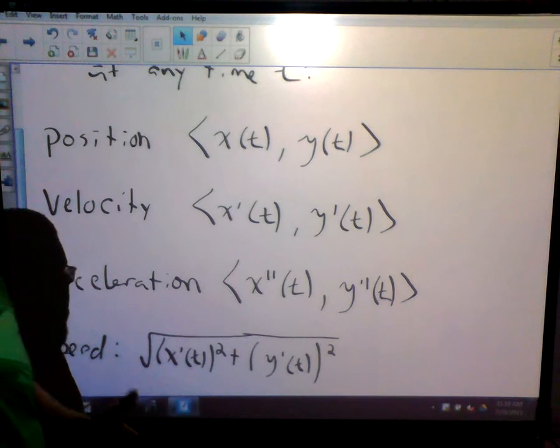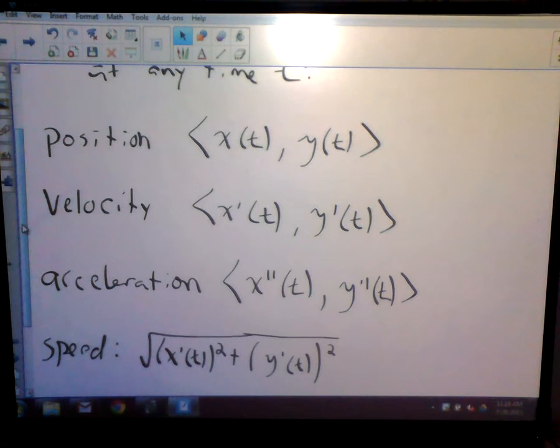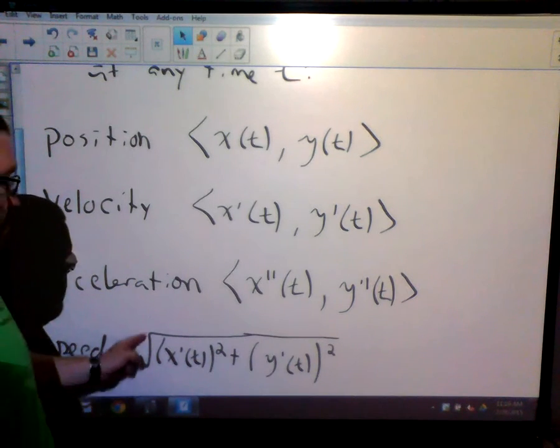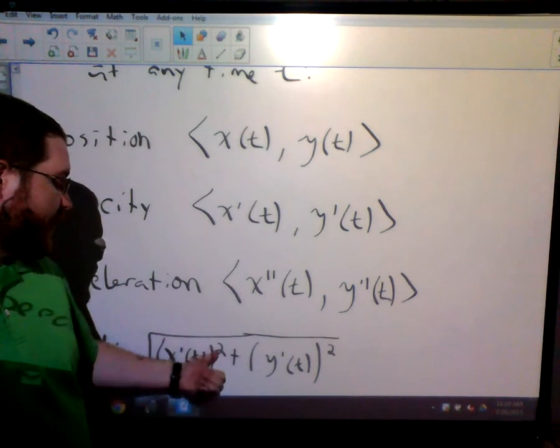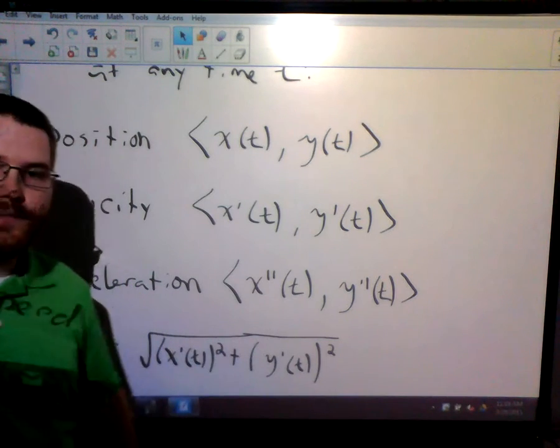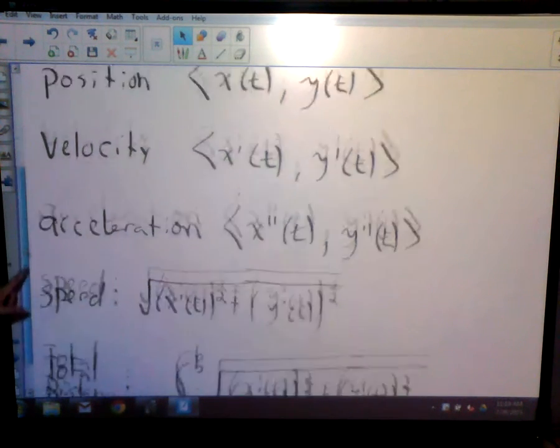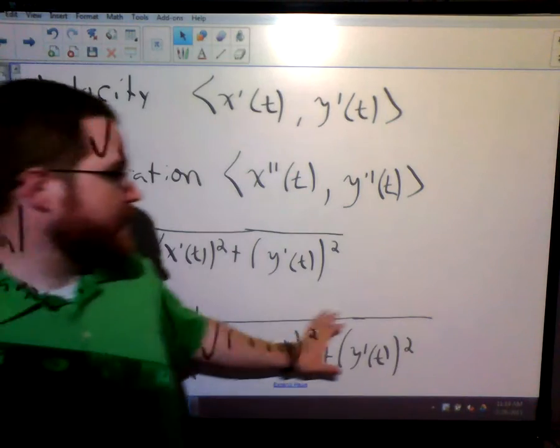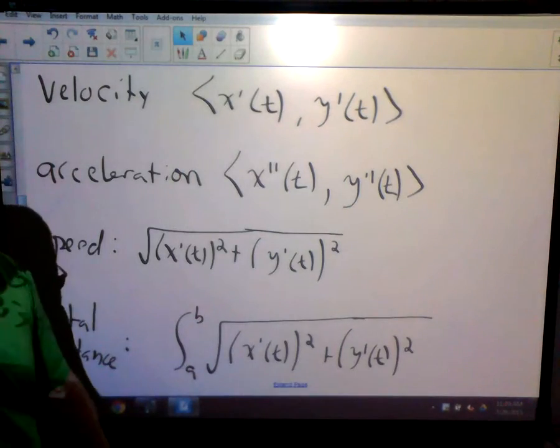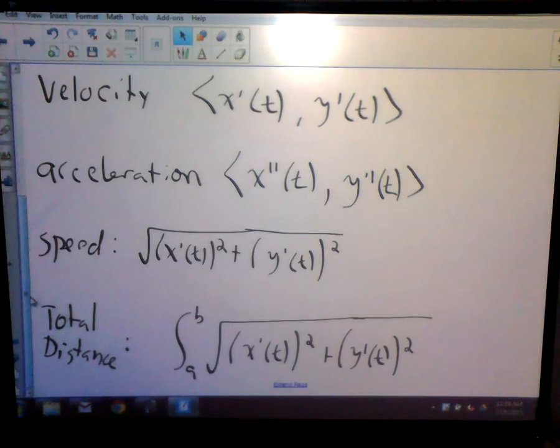Well, speed is the total culmination of both the x's and the y's. So I'm going to do a Pythagorean theorem. Speed is equal to the square root of the velocity x squared and the velocity y squared. What about total distance? I take the speed and I integrate it from a to b. So those are the formulas you need to know for parametric or for vectors.